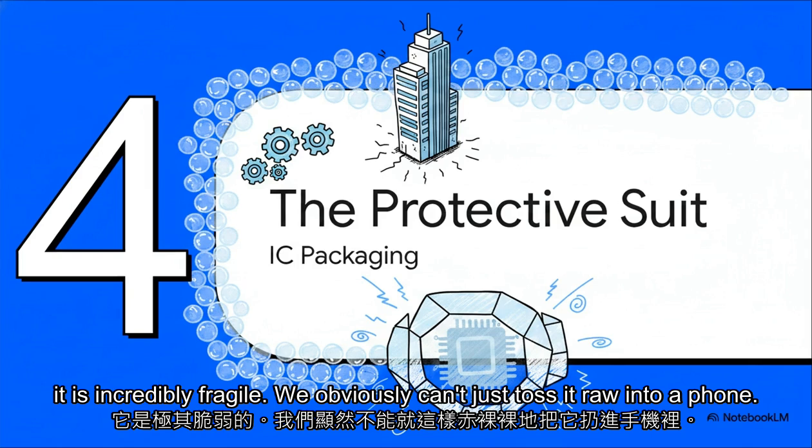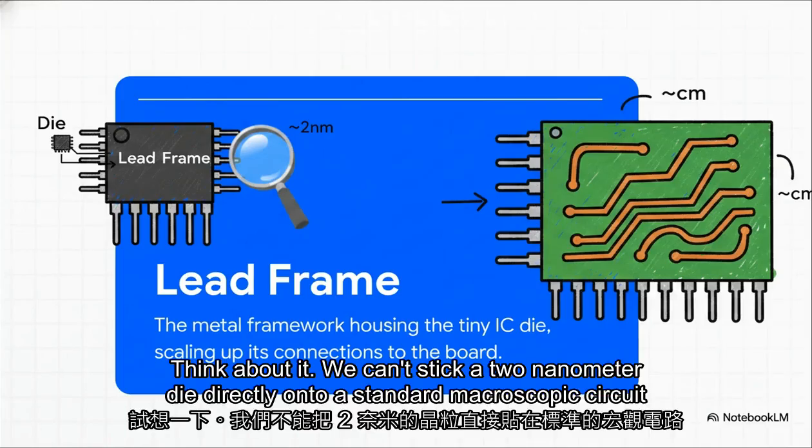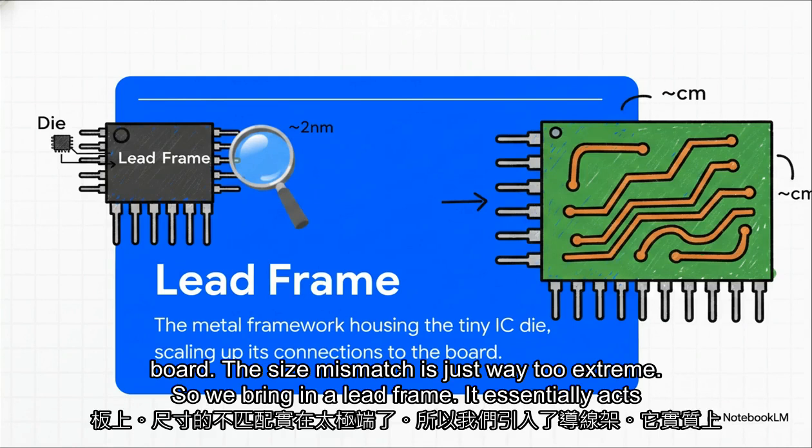We obviously can't just toss it raw into a phone. It needs some serious protection for the physical demands of the real world. Think about it. We can't stick a 2-nanometer die directly onto a standard macroscopic circuit board. The size mismatch is just way too extreme.